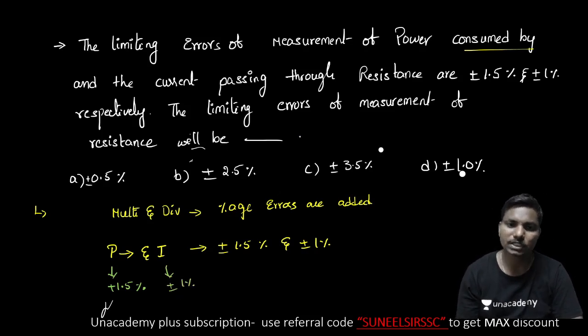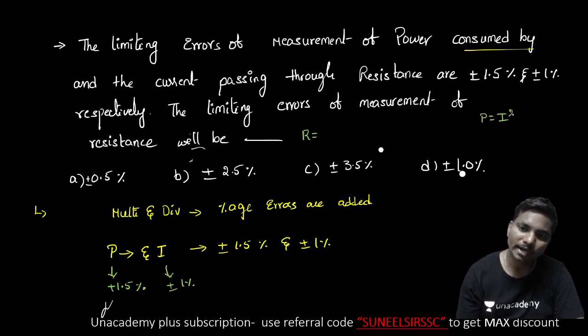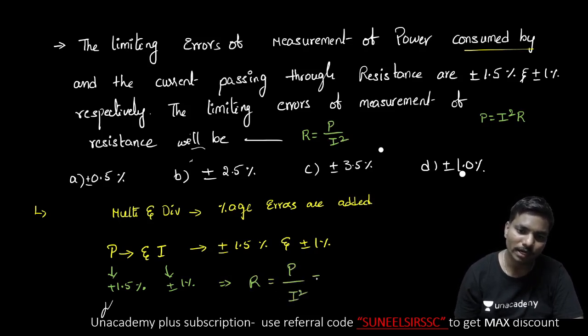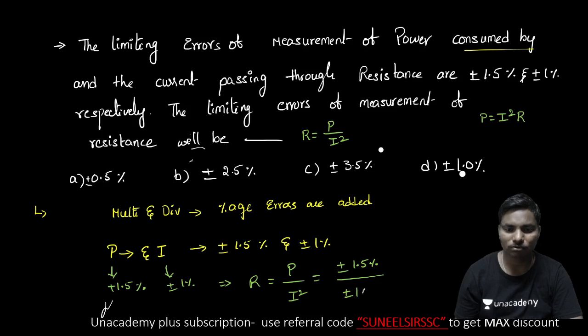Now we have to find out the resistance. Resistance R in terms of power and current. Power is equal to I square into R, so R is equal to power by I square. Here, for the error in the resistance measurement: power measurement plus or minus 1.5% is the error, and current measurement I into I, plus or minus 1% error into 1% error. In case of multiplication, errors will be added.